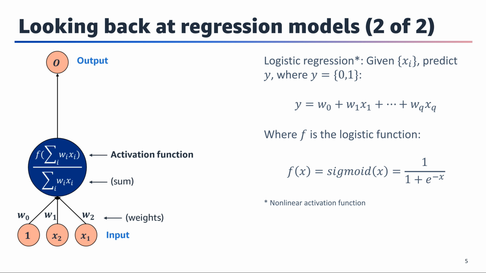You can do the same thing with logistic regression by using the sigmoid function instead of a linear function. The neuron represents a logistic regression model that is suitable for binary classification tasks.